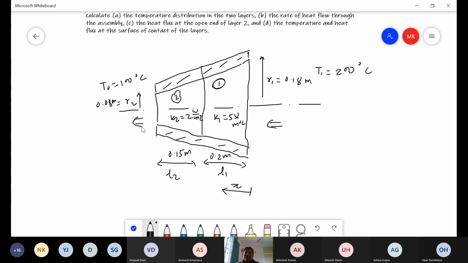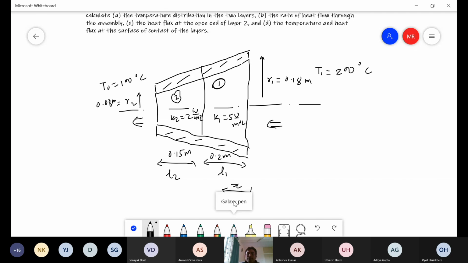Again, as we move along the axial direction from x equals 0 to x equals L1 plus L2, the radius of the cone is going to decrease, isn't it? On the right hand side it is R1 and on the left hand side it is R2. So that means the heat transfer area, which is the axial area, is decreasing. Clearly we need to make a shell balance here to find out how the heat transfer takes place through this system. So please make a shell balance.